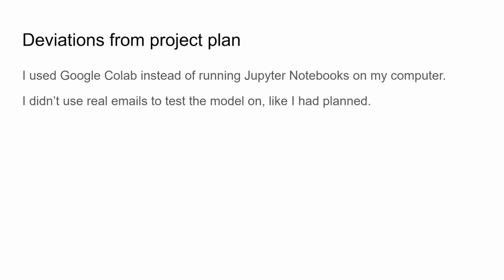Some of the ways I deviated from my project plan: I originally planned to run Jupyter notebooks on my computer, but I used Google Colab instead. I also planned to use real emails, importing them from my email into Google Colab to test the model on, but that didn't happen. I don't know if that would have really worked anyway, since Gmail filters the spam out anyway, so I don't think the model would have been able to catch any that Gmail didn't. But otherwise, things went according to plan.